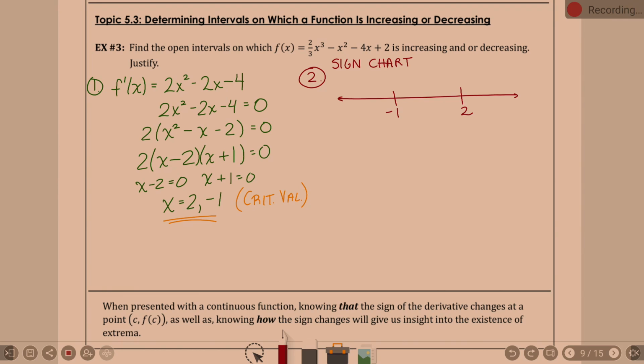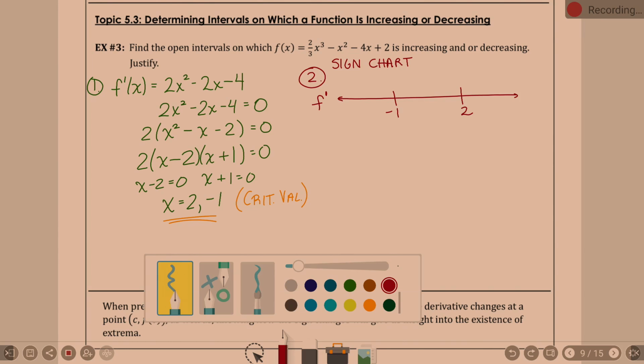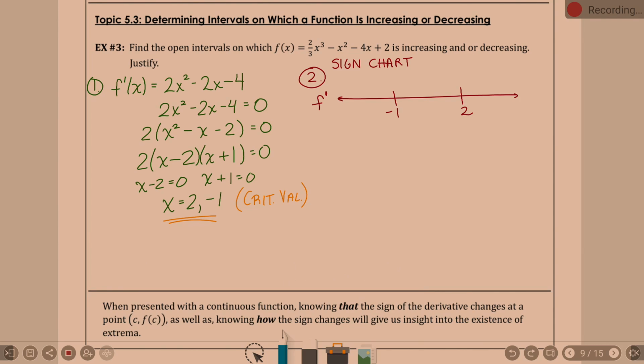Keep in mind, with this sign chart, we are trying to test the derivative. I want to know if my derivative is positive or negative, because that will tell me if my function is increasing or decreasing. Okay, so with that in mind, pick a number left of -1. -2. Now, notice we're testing the derivative. So you can, if you want, put it in here, or you could put it in here. Personally, the factored form is easier.